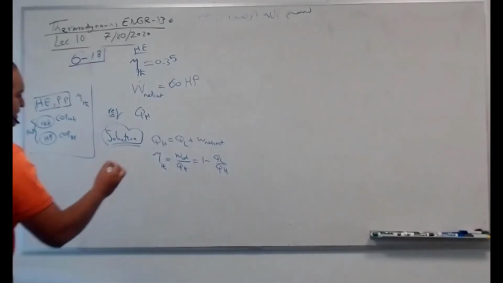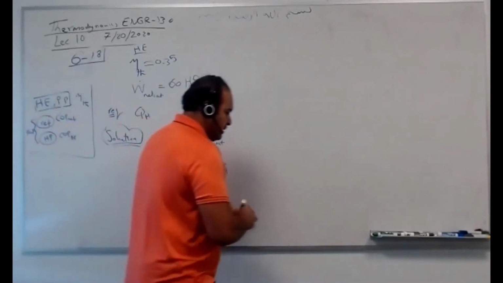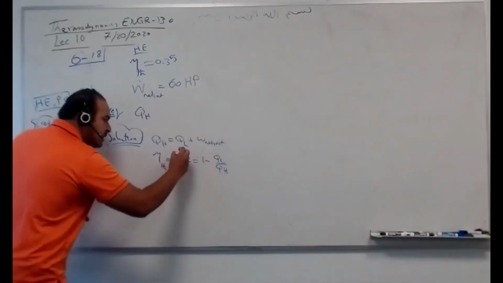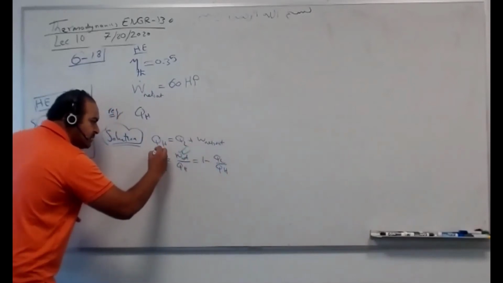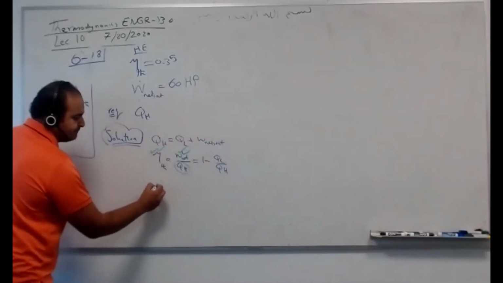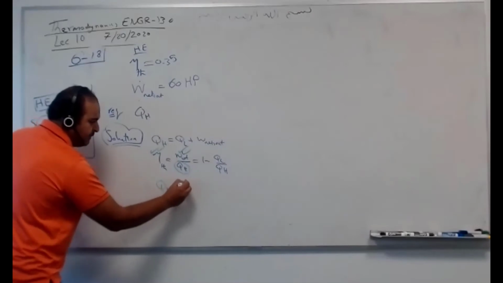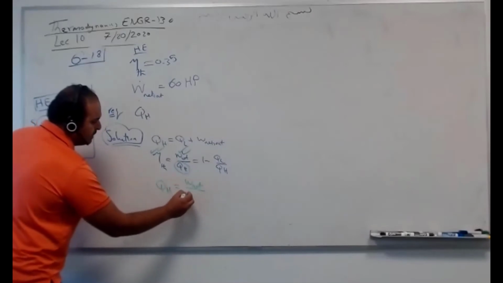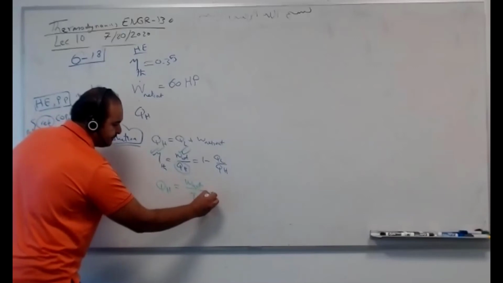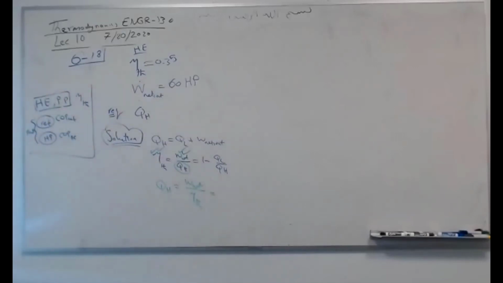So you have this and this. Can I get this, guys? Q high equals W net over eta thermal. Is it hard, guys? 127.8 kilojoule per second. Yeah, we convert horsepower.